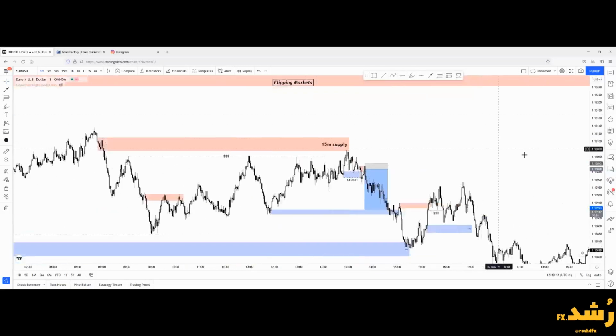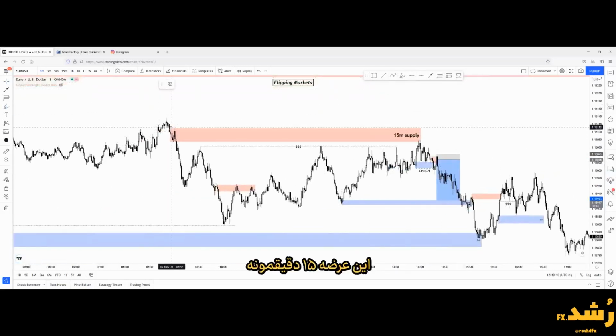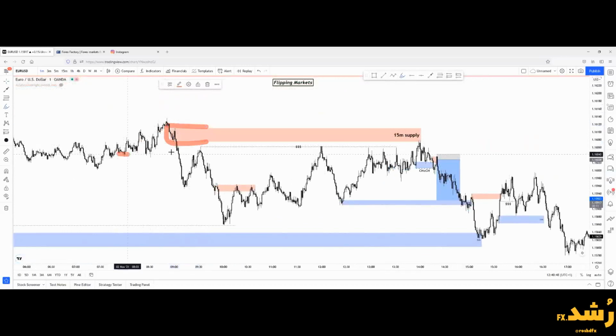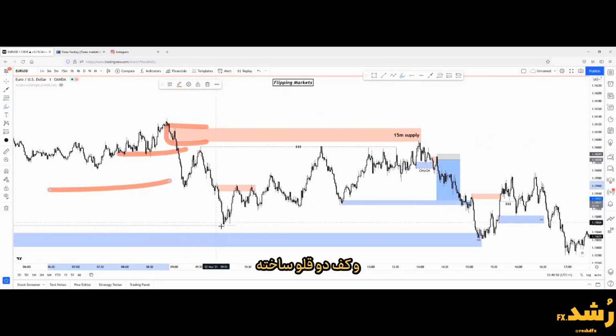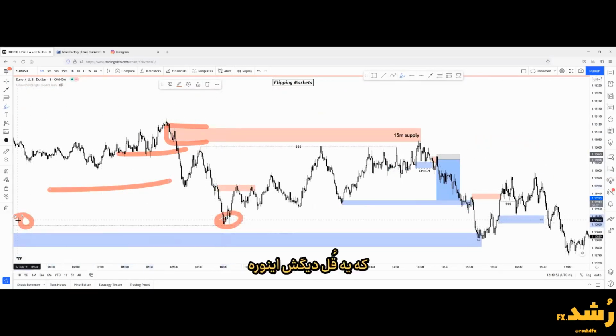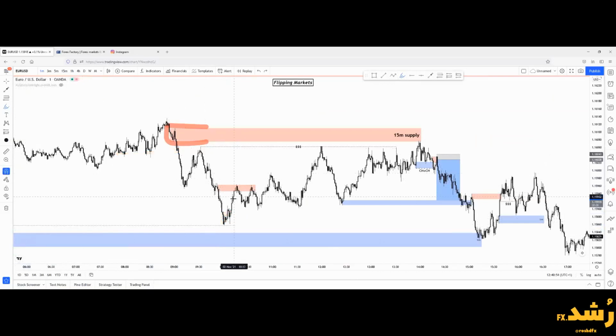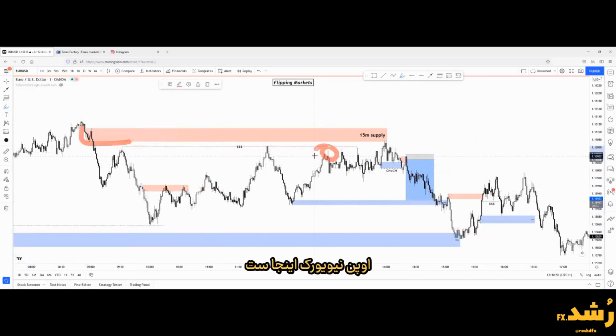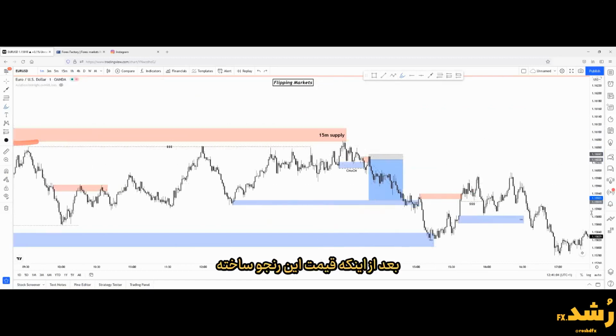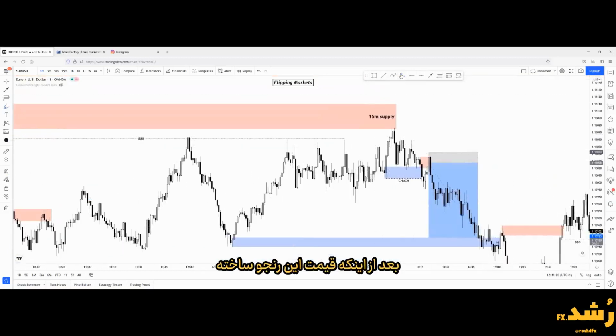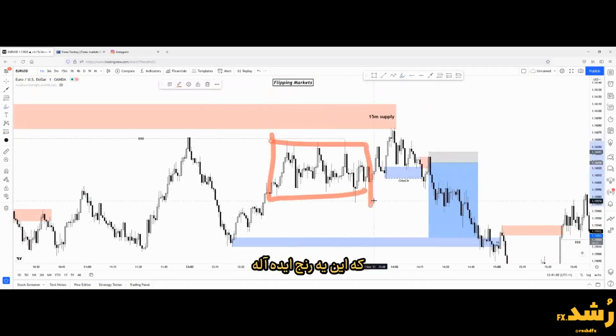As you can see, this is the 15-minute supply zone that changed character and created the double bottoms, and the other bottom is right here. Okay, the retest was right here, and the retest just created the third top, right? After that, price created a ranging market. So this was the perfect range.